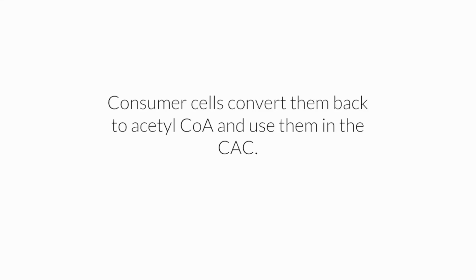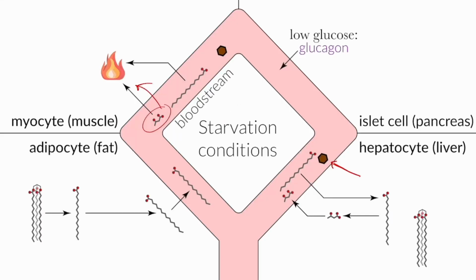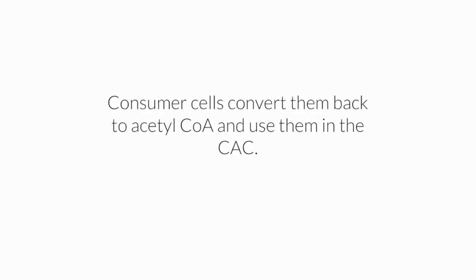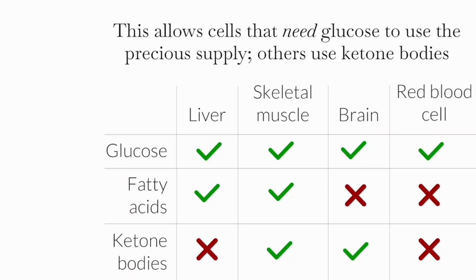Inside of a consumer cell, if it's not obvious, the cells will take that ketone body, convert it back into acetyl-CoA, and then they can use that in their own citric acid cycle. So a muscle cell isn't running gluconeogenesis. It's not doing this depletion thing. So it can happily run its citric acid cycle over here, and it can thus use the ketone body. Overall, what this means is that cells that need glucose can use the precious supply.